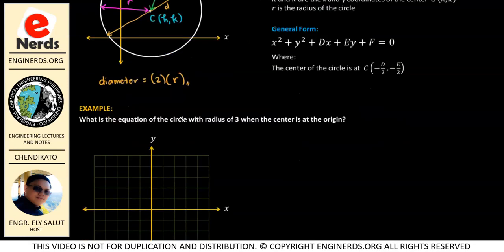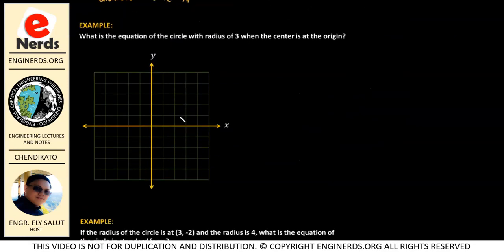Now, let us start with the problem right here. So, what is the equation of the circle with radius of 3 when the center is at the origin? So, alam naman natin, if the center is in the origin, that means our center is having a coordinate 0, 0. Okay, so our C is on 0, 0, because our center is on the origin. So our center is right here. Now, our radius is equal to 3.